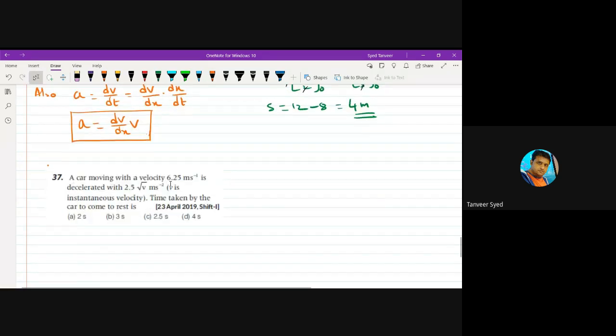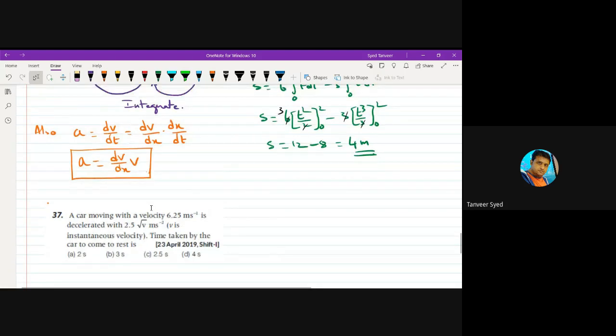A car moving with velocity 6.25 is decelerated with 2.5 root v. Here acceleration is given as a function of velocity. Then find the time taken to come to rest.